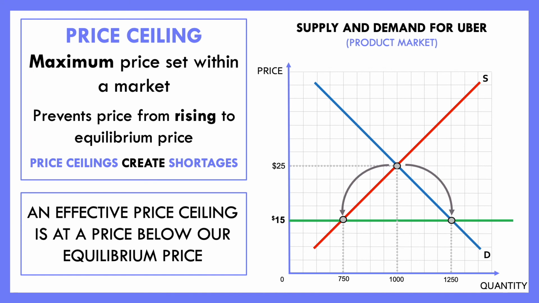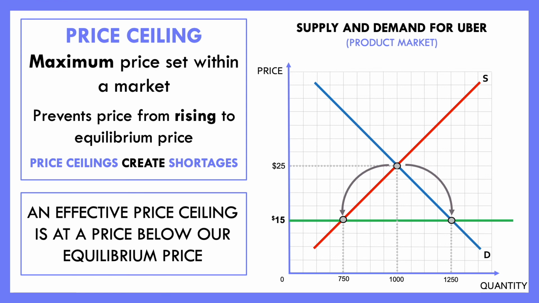Now, hear me right now. This seems backwards from what we would think. We would think a price ceiling would be set above our equilibrium, right? Because it makes sense. A ceiling is like the top of the room, so we assume that the ceiling would go well above the equilibrium. But because our price ceiling is a maximum and it's preventing us from going to our equilibrium, in order for it to be effective, it has to fall below our equilibrium price, right?